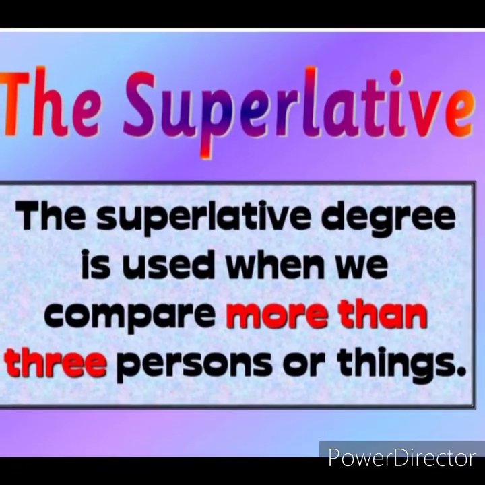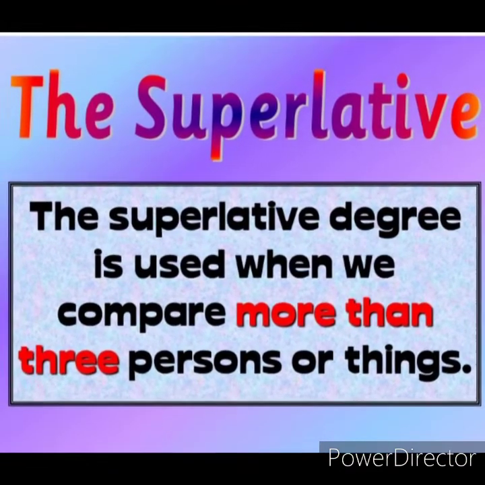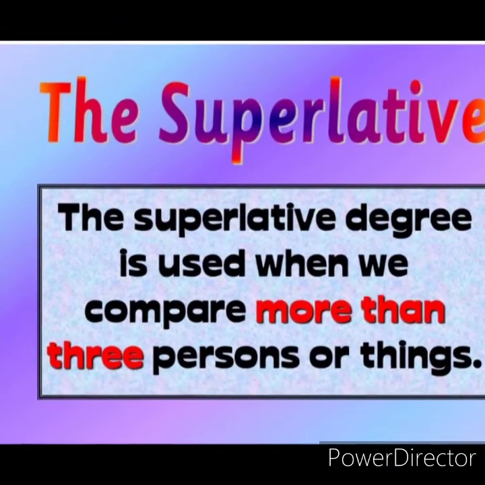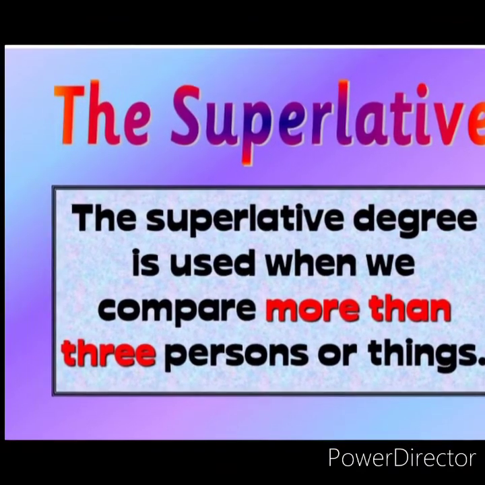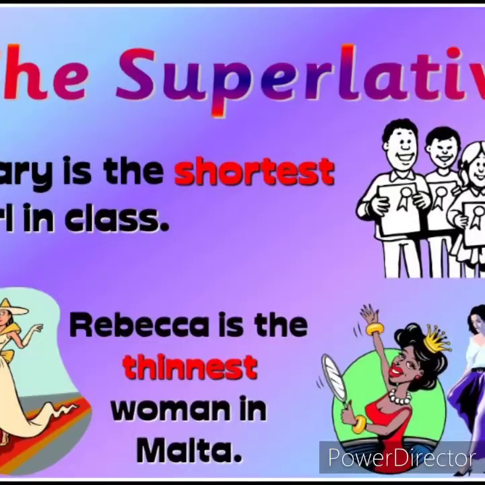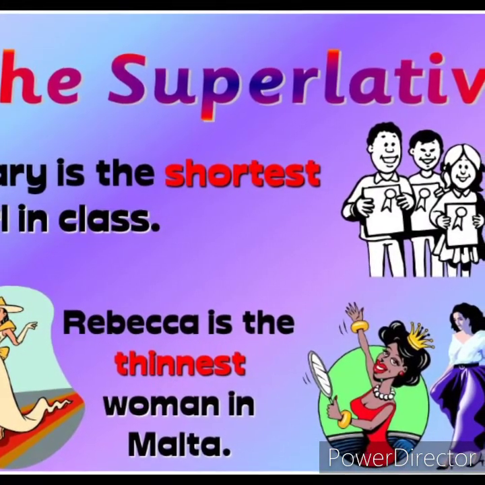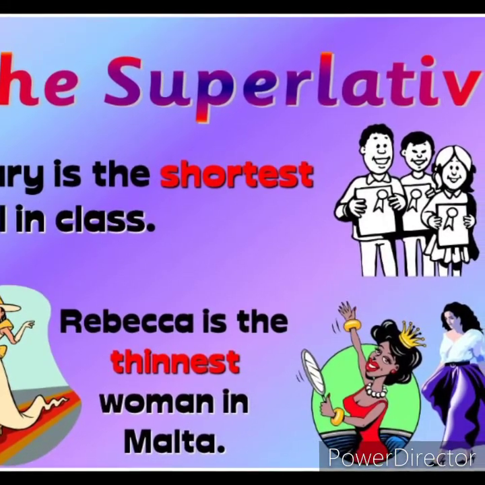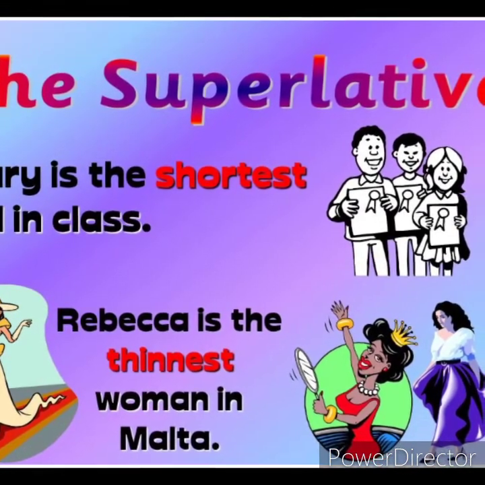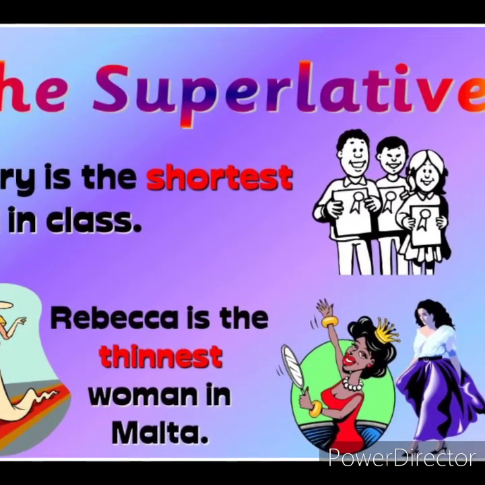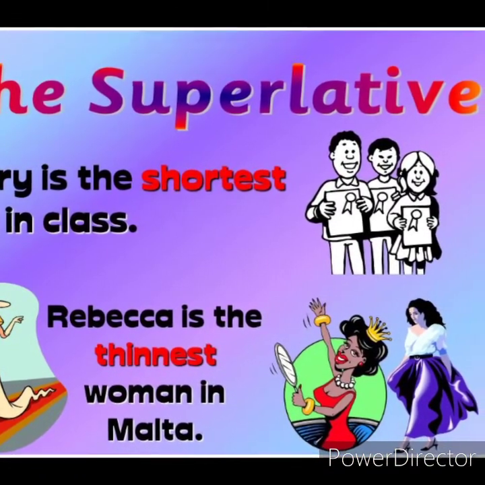The superlative degree is used when we compare more than 2 persons or things. Example: Mary is the shortest girl in class. Rebecca is the thinnest woman in Malta. Here we can see the comparison between more than 2 persons. So it is a superlative degree.